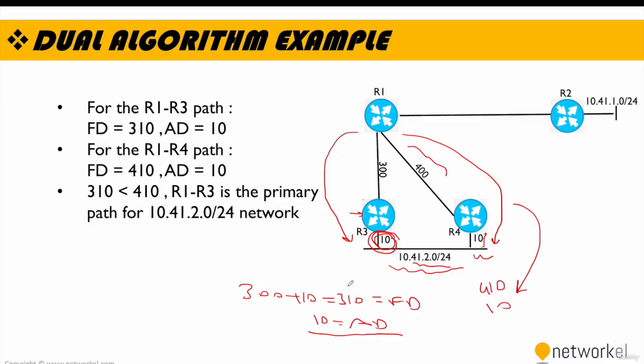So the FD for the left path is 310 and for the right path is 410. So this is the primary path. Whichever path has the lower FD value is going to be the primary path to reach the network below. In this case, it is this path.